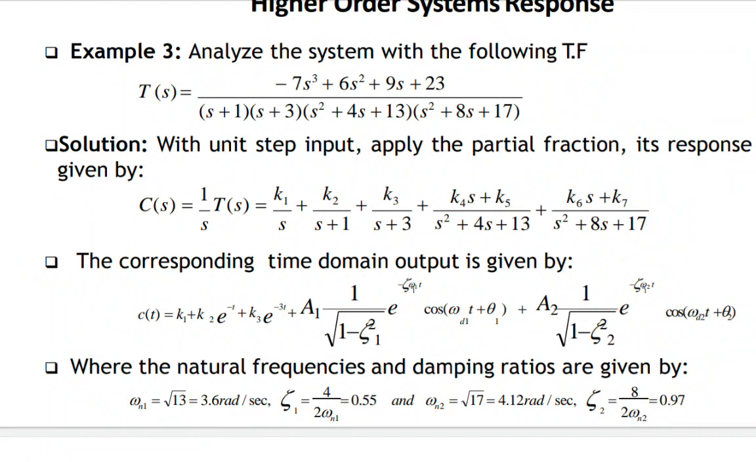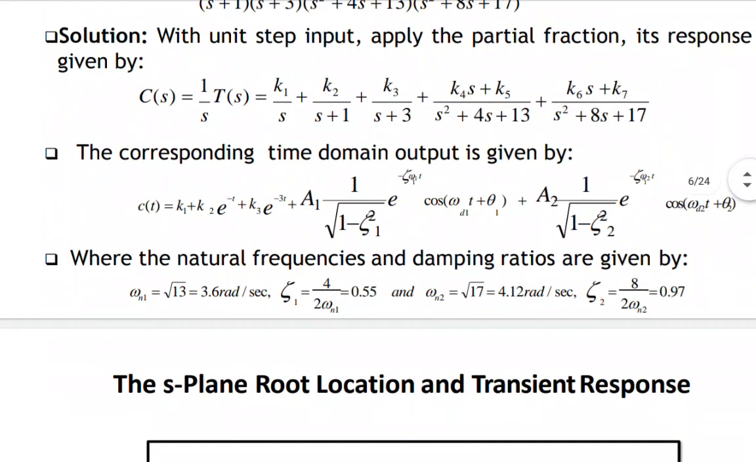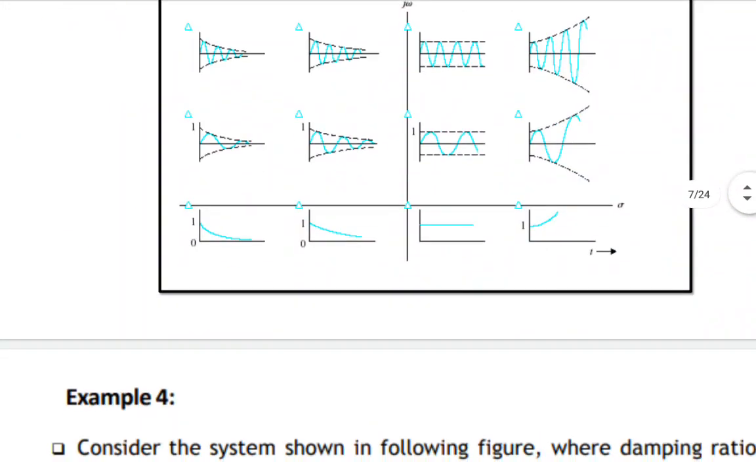And for the k6 k7 related term, omega n2 is root under 17, which is 4.12 rad per second, and xi2 is equal to 8 by 2 omega n2, because 2 xi2 omega n2 is 8, that is 0.97. So in such a way we can evaluate the respective damping ratio as well as the undamped natural frequency. Undamped natural frequency is omega n, damping ratio is xi.